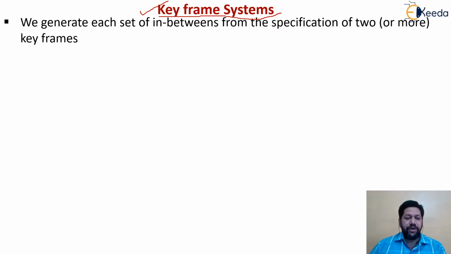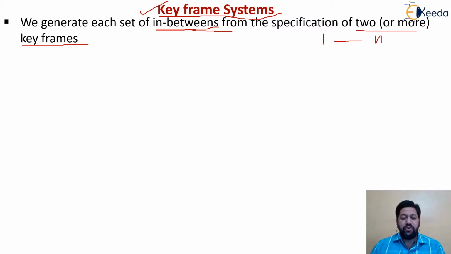The first point is that we generate each set of in-betweens. Generally we call these the in-between frames. We generate each set of in-between frames from the specification of two or more keyframes. Suppose this is my first frame, my starting frame, and this n is my end frame. So these are the two keyframes, first and n. In between, we generate frames from the specification of which keyframes should be used.